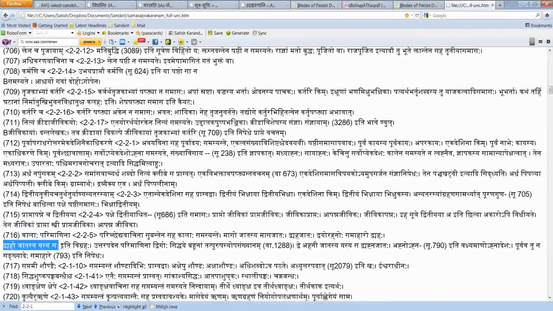Vigraha Vakyam should be considered like this. This is why Bhattuji gives the Vigraha Vakyam: he knows Kalpesh is going to ask him the question. So he gives the Vigraha Vakyam: Masaha Jatasya Yasya Saha. So this Vigraha Vakyam has to be manipulated like this.